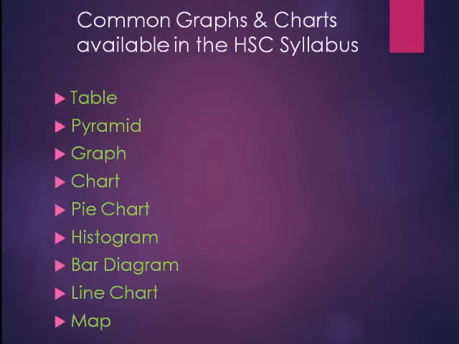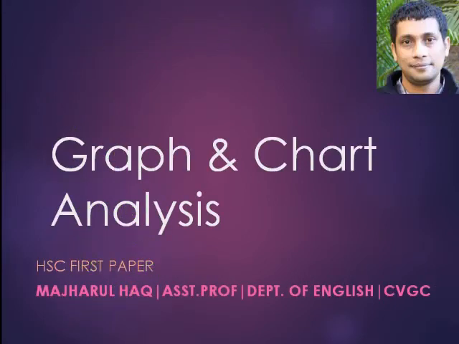Before I go to the deeper part of this analysis, I would like to let you know that there are different types of graphs and charts that are given in the question paper. Let's have a look at them. First one is table, pyramid, graph, chart, pie chart, histogram, bar diagram, line chart, and map. These are the items that will be given in your question paper. But for time constraint, I would like to discuss only those areas which are very much applicable and suitable for your exam.